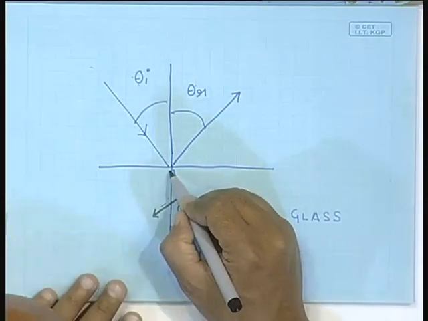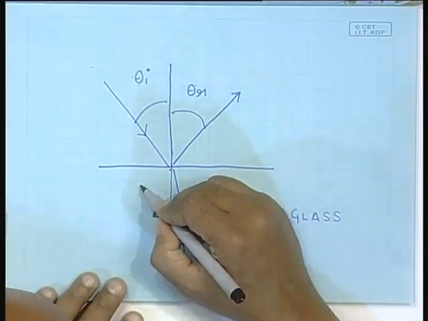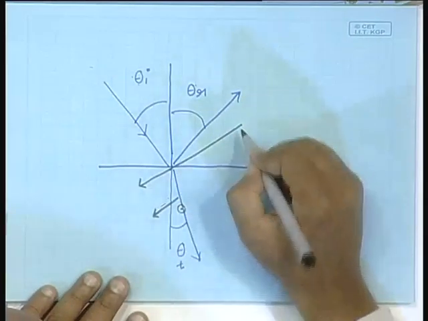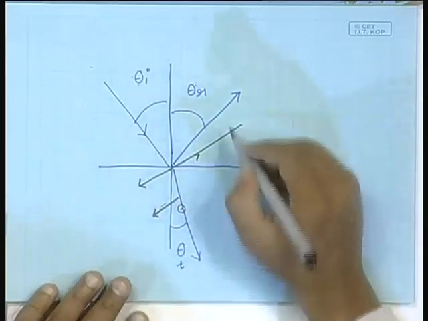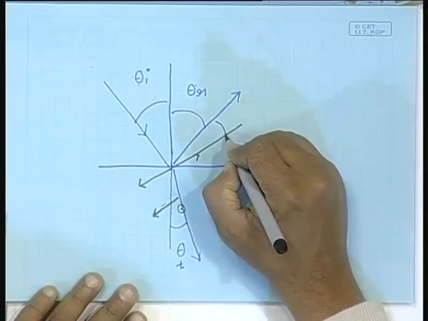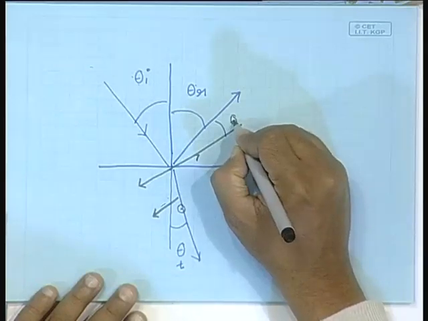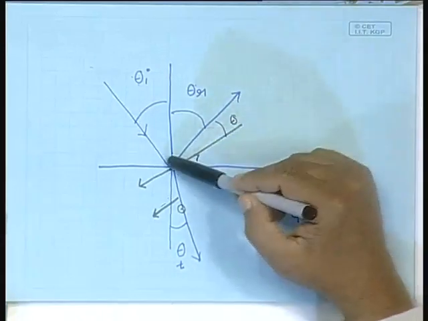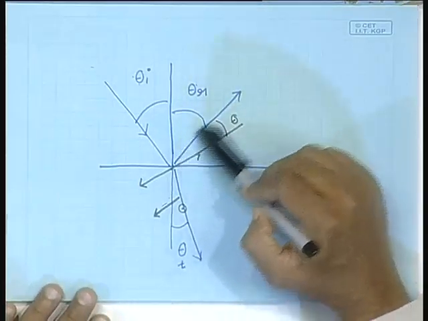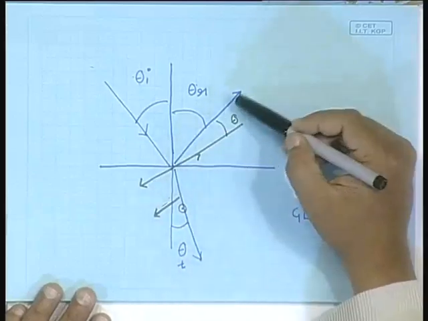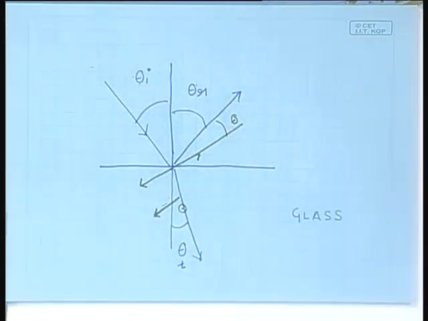So, this is the direction in which the electrons are oscillating, and this is the direction in which we are interested in the radiation, which is the reflected direction. They too make an angle theta. Now, let us ask the question, what will happen when this angle theta between the direction of the reflected wave and the direction of the electron oscillations inside the material becomes 0?